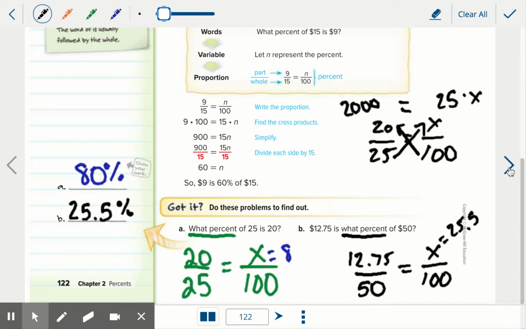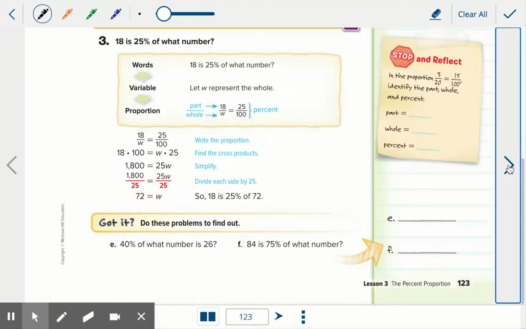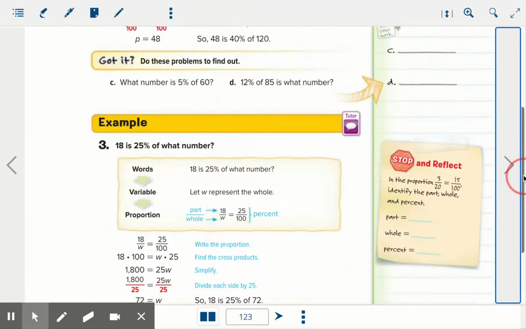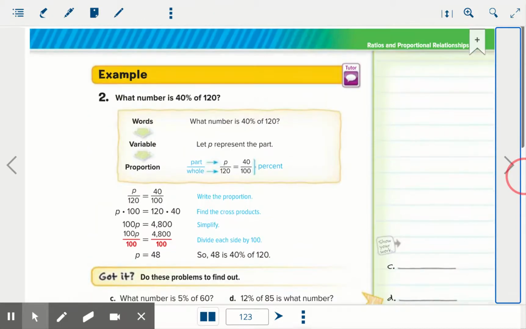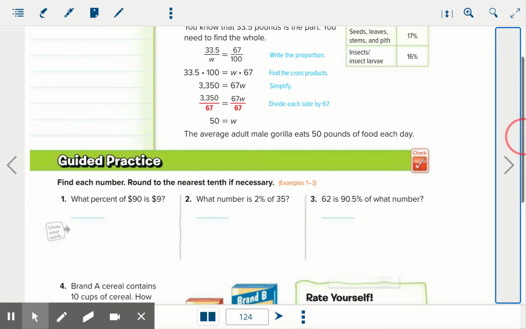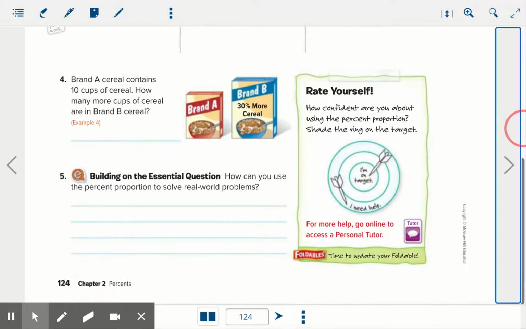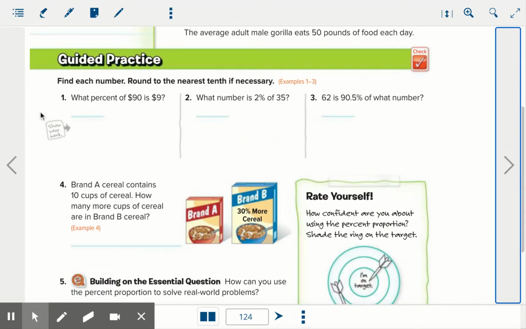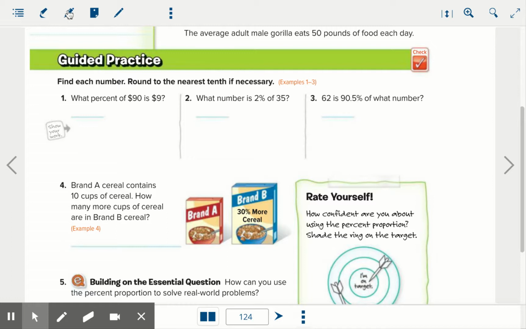How are we doing? Any questions so far? All right. We are going to skip over all the way to the guided practice for a moment, and I want you to do number 1. Again, this is on page 124. I want you to do number 1.